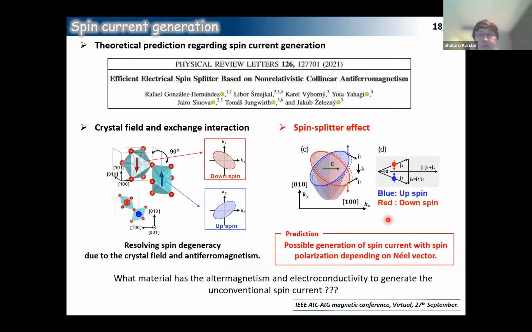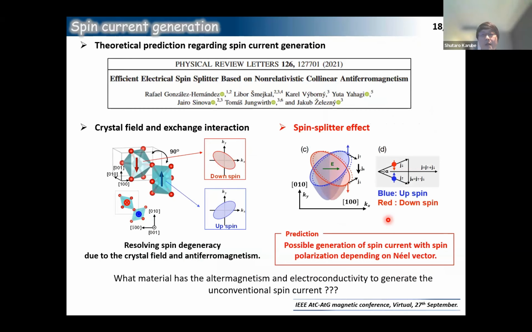Altermagnetism holds the potential to overcome the challenges associated with spin-current-induced magnetization reversal, as it has been theoretically predicted to enable the generation of spin currents by leveraging the characteristics of the giant spin splitting.